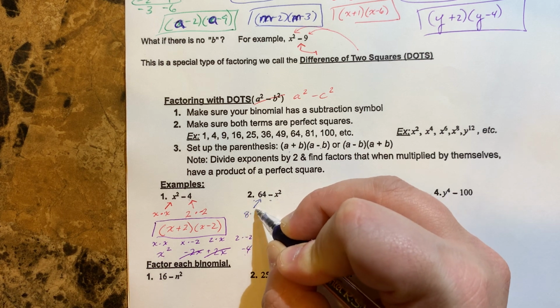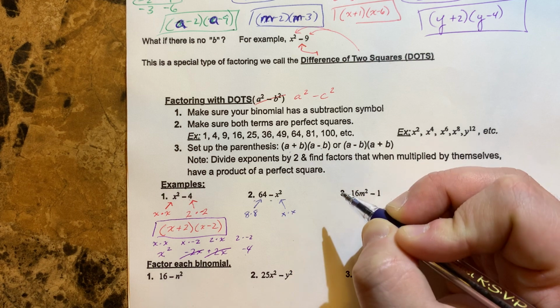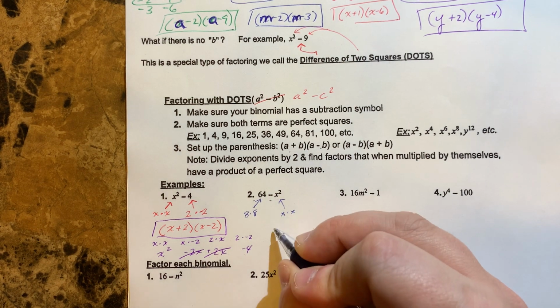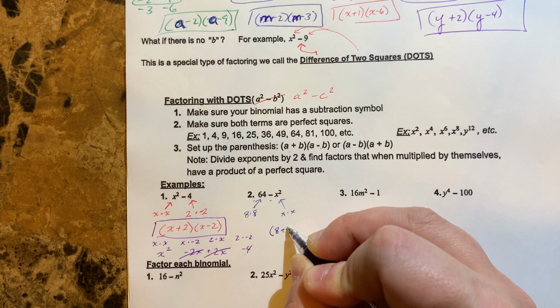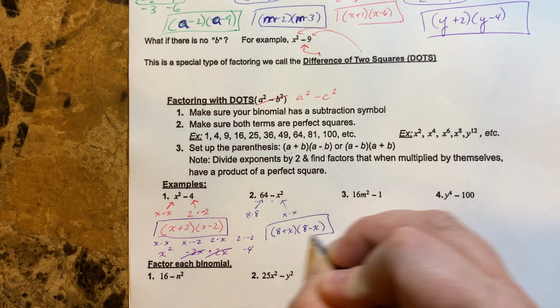So 64 is 8 times 8. X squared is x times x. So 64 minus x squared would be 8 plus x times 8 minus x. And we're done with it already.